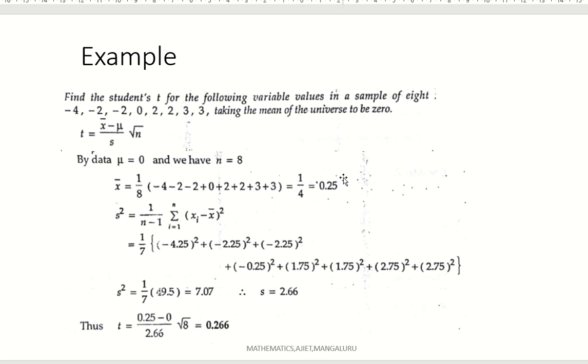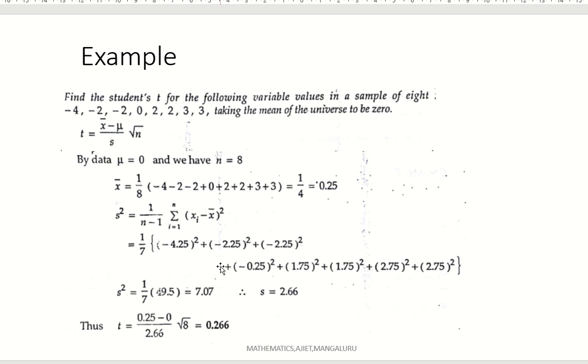1 by 4, that is nothing but 0.25. What is s square? We need to find the variance. s square is nothing but 1 by n minus 1 into summation xi minus x bar whole square. That is 1 by 8 minus 1, that is 7, into xi minus x bar whole square, that is minus 4 minus 0.25, whole square, that is minus 4.25, minus 2 minus 0.25, that is minus 2.25 whole square, like that.